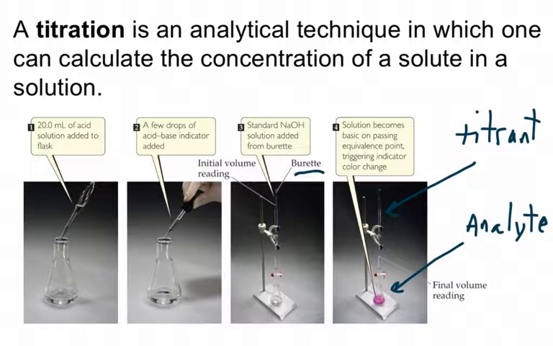Once you start adding base, as you can see here, base is being added, sodium hydroxide is inside the burette, the solution will eventually turn pink. The minute it turns pink, you stop the burette and you measure the volume that it took to titrate this solution. Under basic conditions, phenolphthalein, our indicator, turns pink.